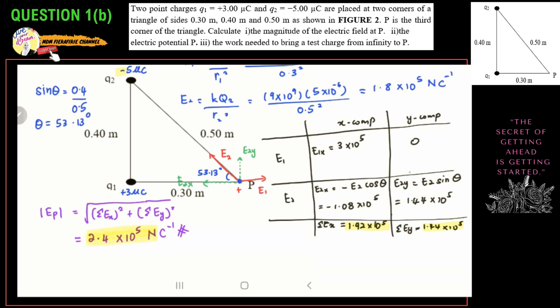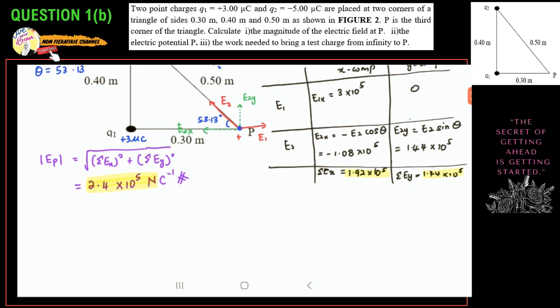Dia sebut magnitude of the electric field. In case soalan bagi tahu calculate the electric field ataupun calculate the resultant electric field at P, dia tak sebut perkataan magnitude, make sure you tinggalkan jawapan you sekali dengan direction. So means that the direction theta is inverse tangent of total electric field Y over total electric field X. You substitute this value tadi, kita masukkan. So you akan dapat angle dia equal to 36.87 degree.